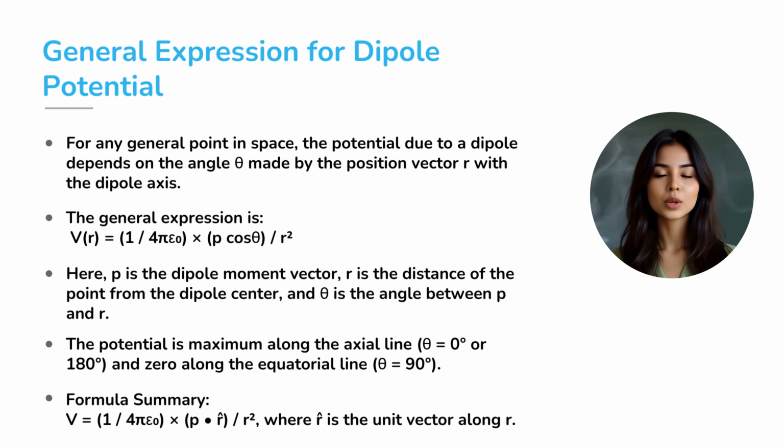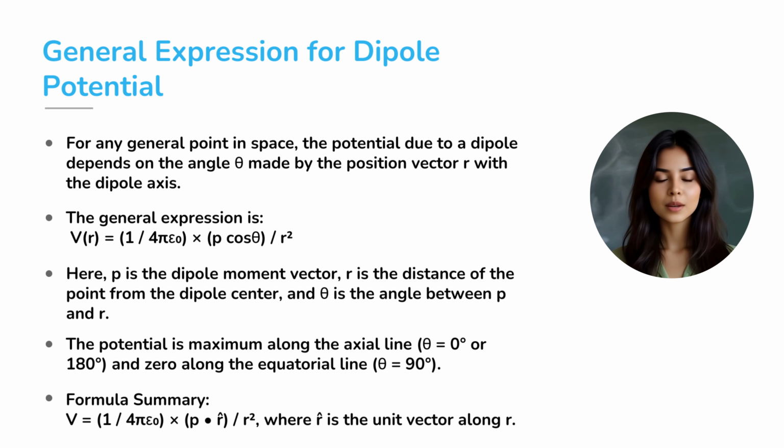But in most real-world cases, your observation point won't be strictly on the axis or on the equator. So what if the point is somewhere else at a distance r from the center and making an angle theta with the dipole axis?